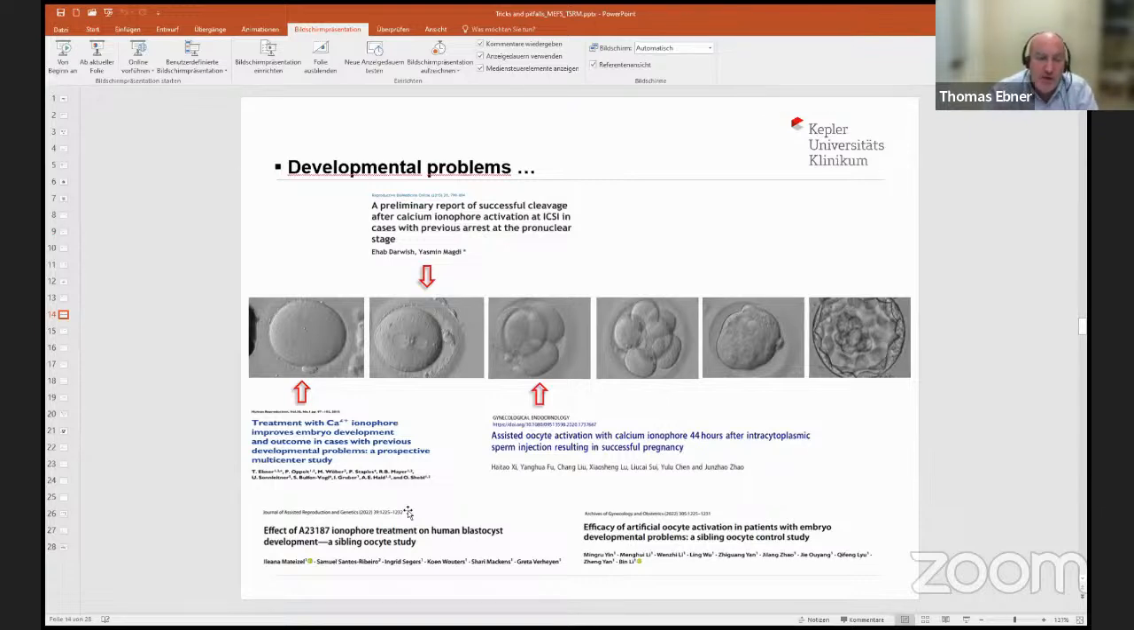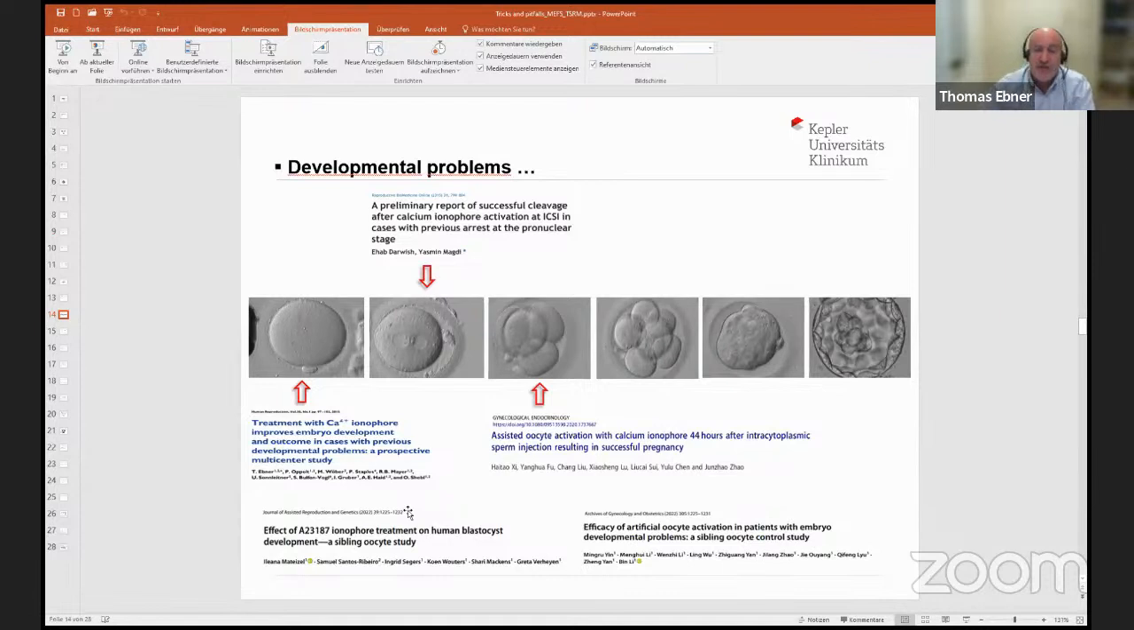The only problem is it's not the perfect stage to apply ionophore if you want to bring up mitosis. So colleagues from Egypt used it at zygote stage to cure more or less those cases that had complete developmental arrest at zygote stage. And recently, Xi and co-workers from China used it 44 hours after ICSI to bring up mitosis and to get to blastocyst stage. So this would be more logical, at least to me, to apply it a little bit later, which we couldn't do because the ethical vote said that we have to do it the way it is published.